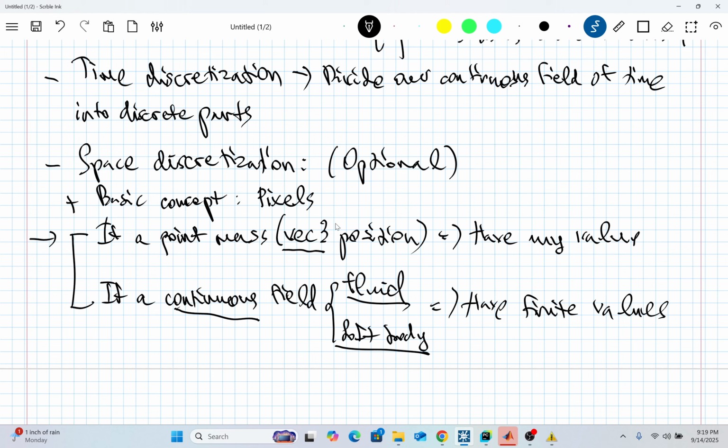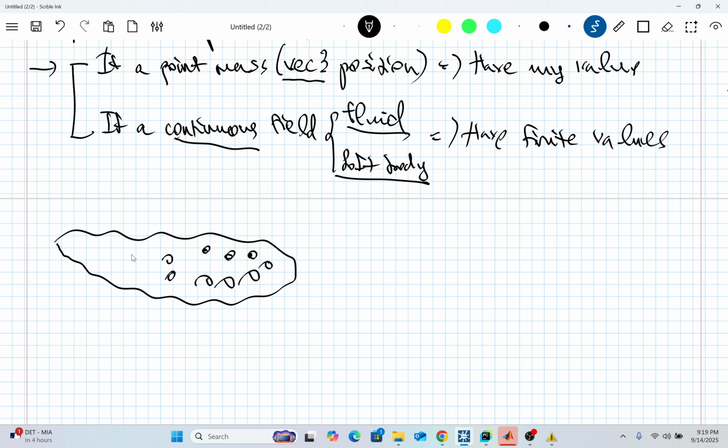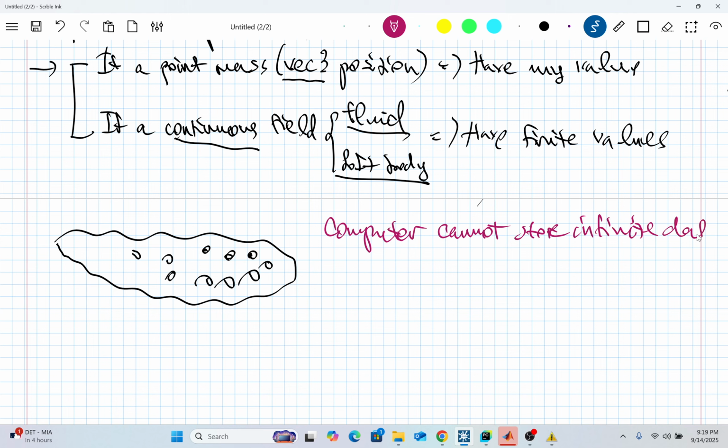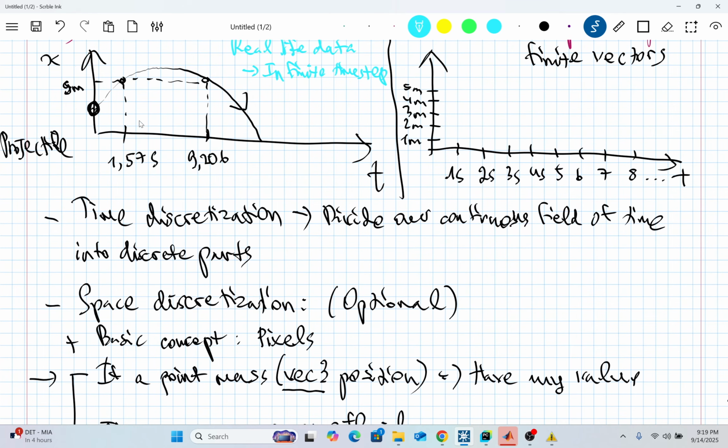Right? Cannot handle infinite points because this is a fluid field, right? It means that every infinitesimal point in this field has data. So your computer cannot store infinite data. Okay? So when you're simulating a continuous field, you have to discretize it, and that is the space discretization. Two things, time and space. Okay.